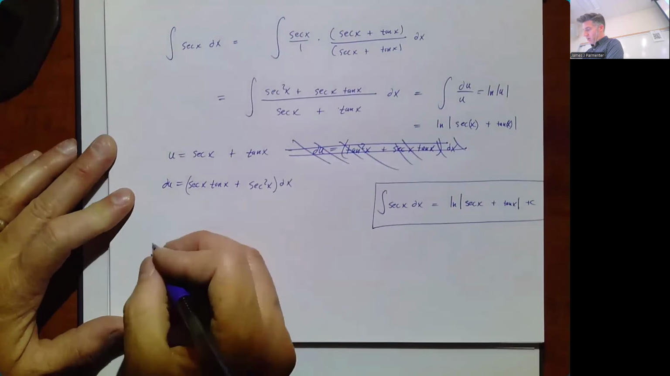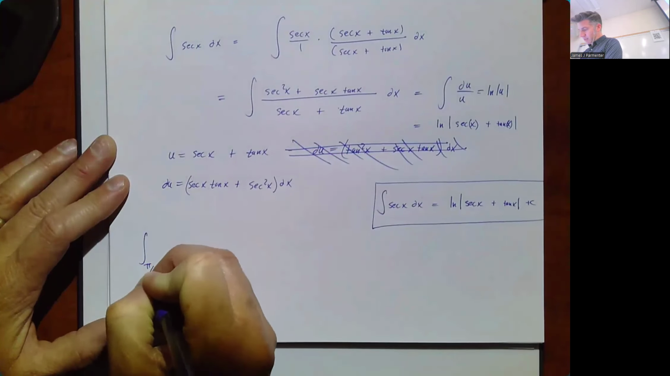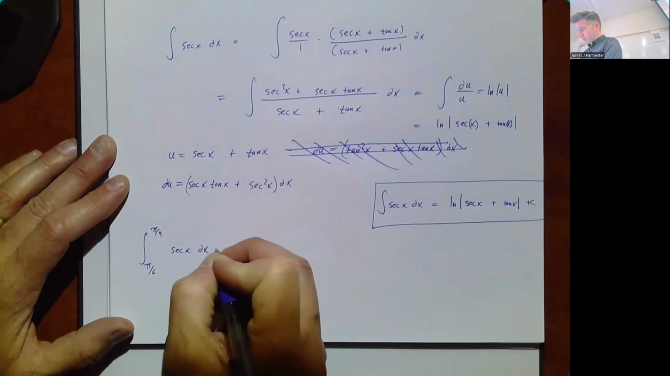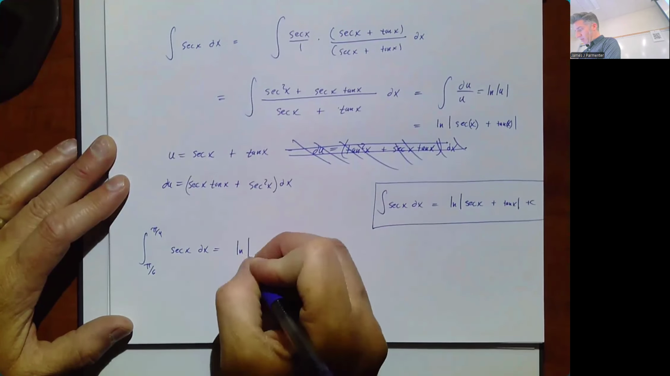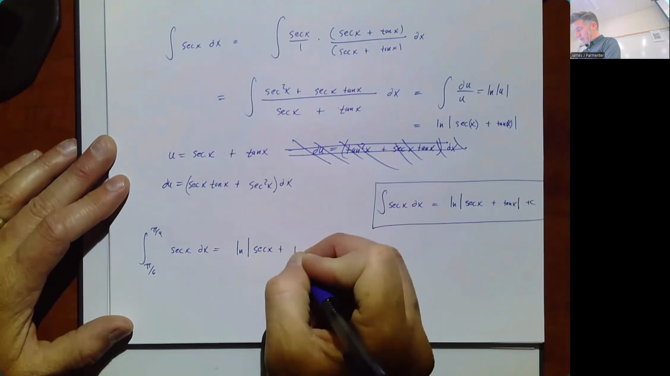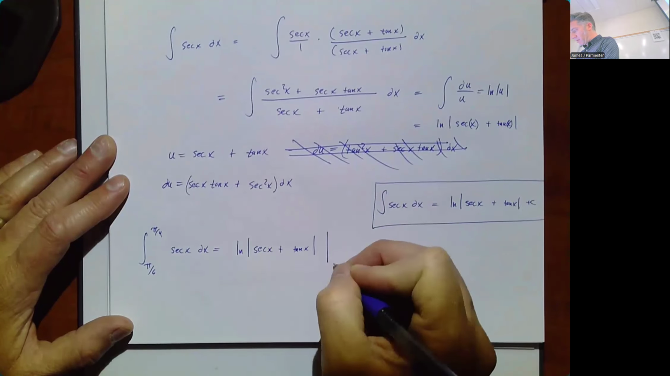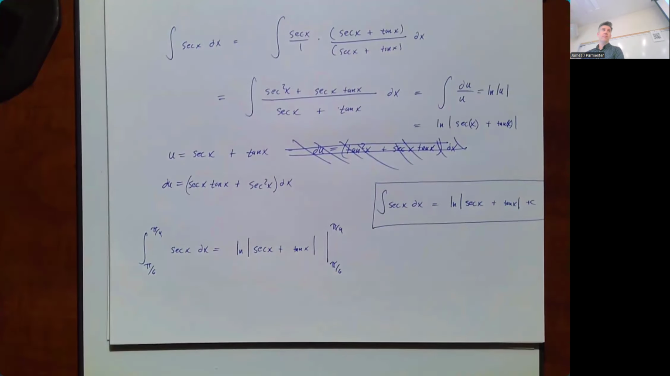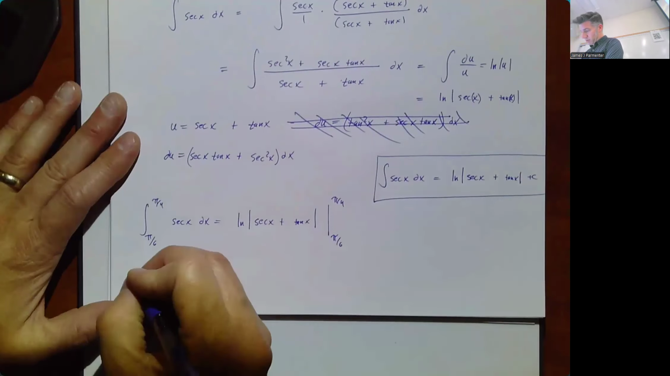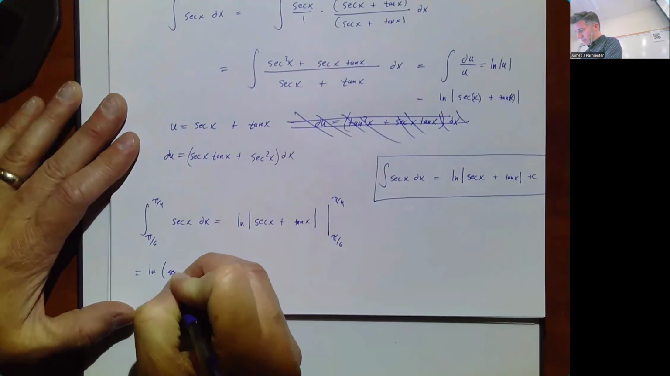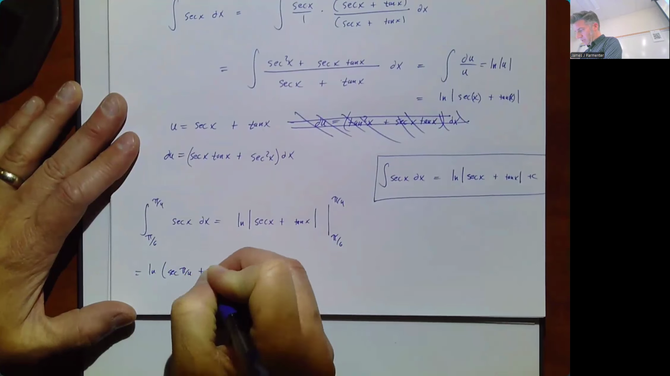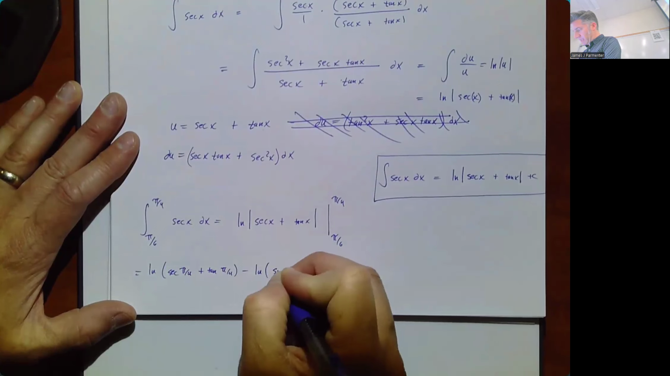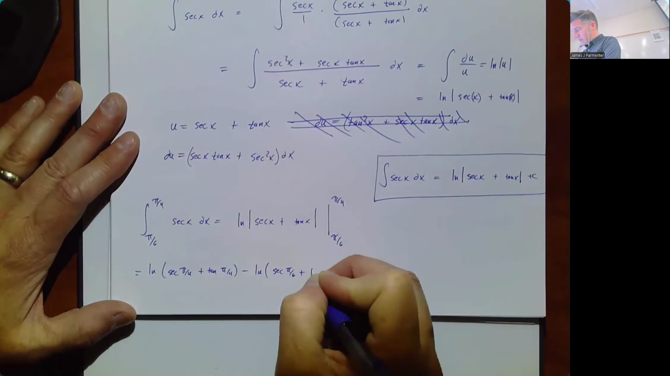That means our integral from pi over 6 to pi over 4 of secant of x dx is going to be the natural log of the absolute value of secant of x plus tangent of x evaluated from pi over 6 to pi over 4. Which then is going to be the natural log of secant of pi over 4 plus tangent of pi over 4 minus the natural log of secant of pi over 6 plus tangent of pi over 6.